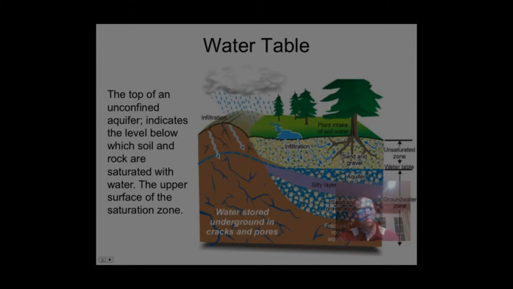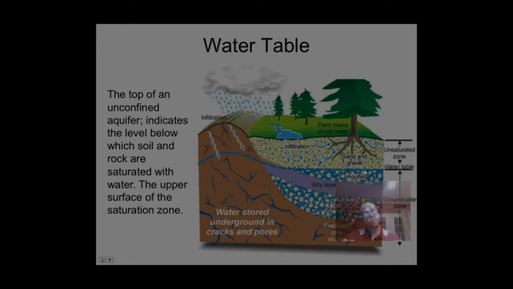The water table, the top of an unconfined aquifer, indicates the level below which soil and rock are saturated with water. So basically, you need to think of the water table as just the top of the groundwater zone or the zone of saturation. It's the water level underground.